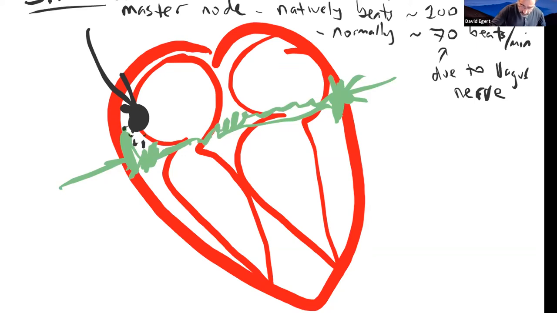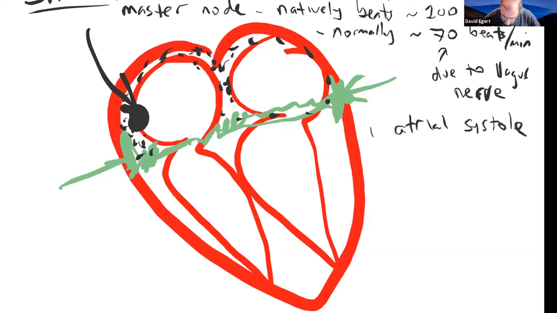When the SA node goes off, that excitation is just going to spread across the entire atrial muscle. Remember, the atria are all connected by gap junctions. So we're going to have atrial systole right when this thing goes off. This atrial depolarization, as all the atrial muscle contracts, is what we call the P wave of the EKG.